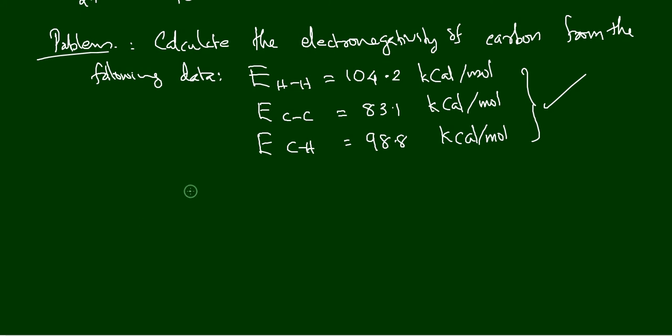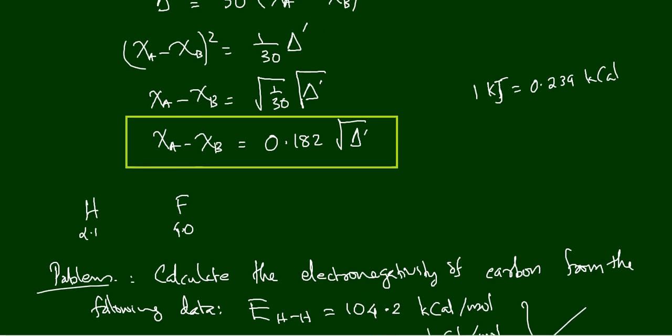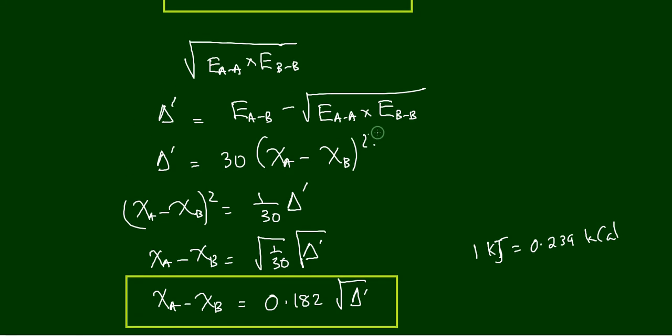From the relation that we got based on Pauling's approach, chi difference is equal to 0.182 into root of delta dash. Here we need the expression for delta dash. It is given here: delta dash is equal to E_AB minus root of E_AA into E_BB. The same relation we can put here. Instead of A we give carbon, and instead of B we give hydrogen. So instead of E_AB, we write E_CH.